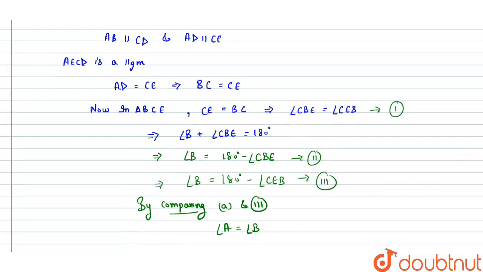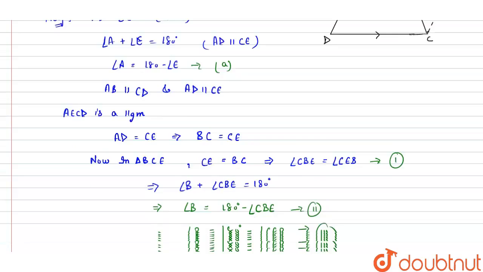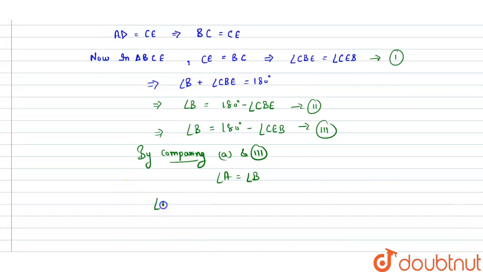Now if angle A is equal to angle B, and as we know AECD is a parallelogram, that means angle A plus angle D is equal to angle B plus angle C. So here angle A is equal to angle B, cancelled each other. So angle D is equal to angle C. So angle A is equal to angle B and angle C is equal to angle D.